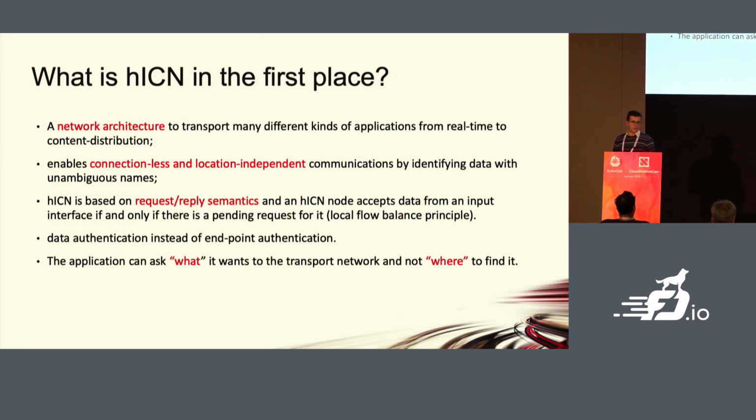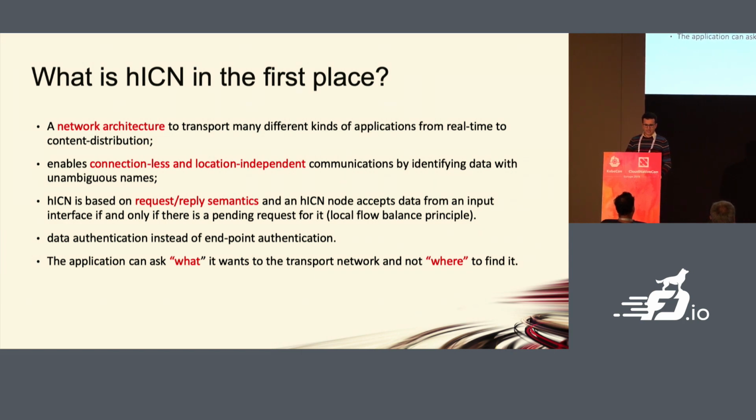But what is hiCN in the first place? First of all, it's a network architecture. So you need to think about it as a layer 3 and layer 4 technology. And it's supposed to transport any kind of application. It's not about content distribution, for instance. It can be used for real-time communications, and I'll show you a demo about WebRTC, for instance. It can be used for any kind of application, just like you may think about IP transporting any connected application.